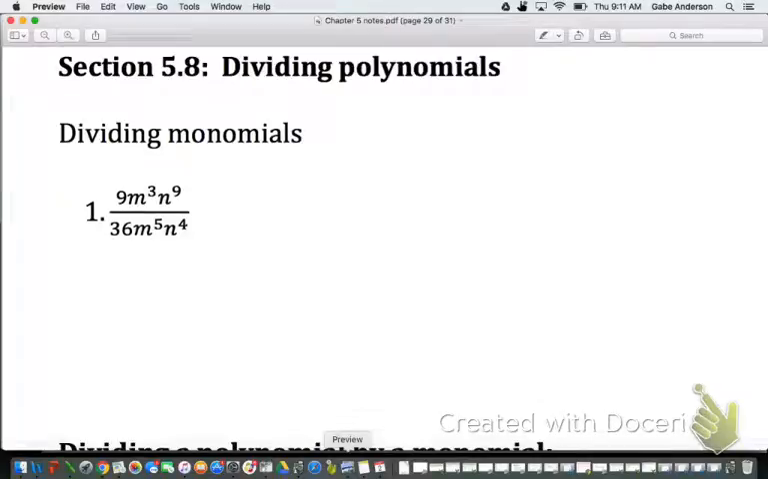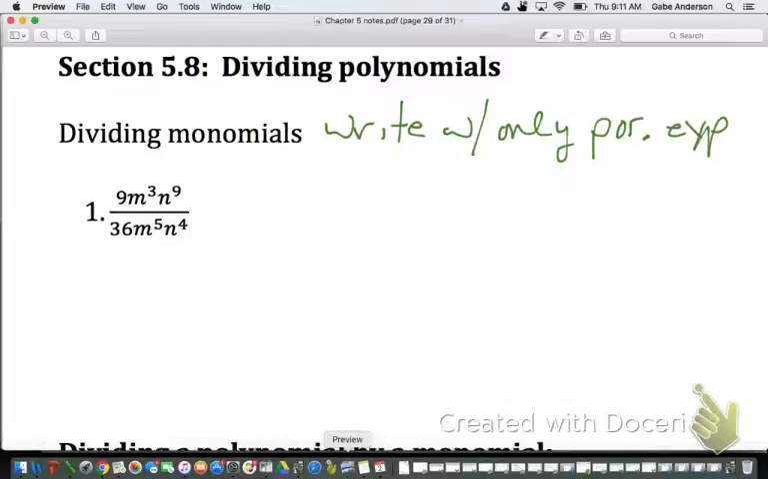Set of instructions to this. Let's say write your answer with only positive exponents. Write your answer in the end with just positive exponents. You might have some negative exponents somewhere in the middle there, but finish with only positive exponents.